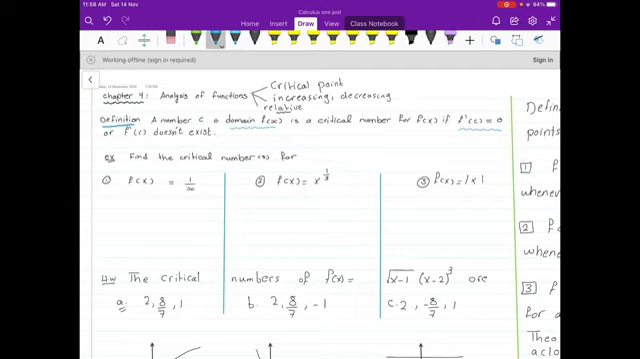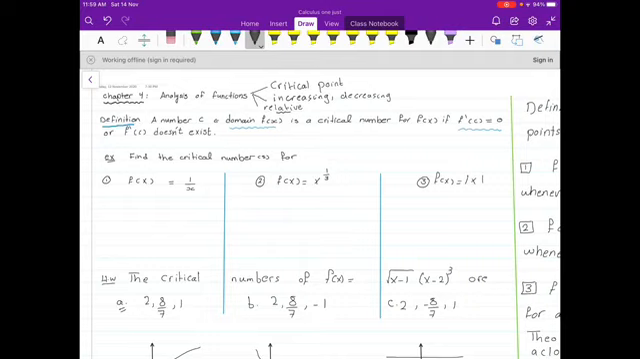So to find the critical points for the function, the critical point must belong to the domain f(x). So if the derivative equals 0 or f' does not exist, then c is a critical point. For example, find the critical numbers for. If you want to find the critical point, you must find the x coordinate and the y coordinate.